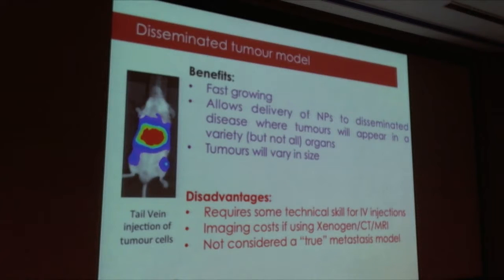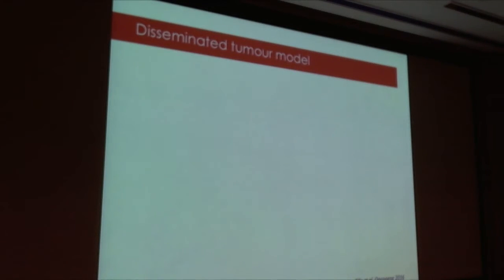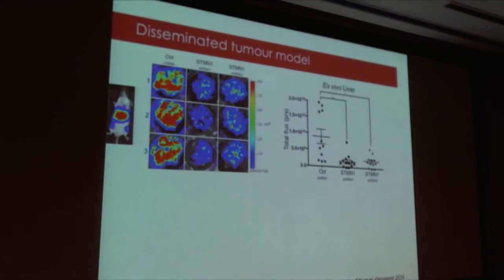The disadvantages, I guess, are that it does require some technical skill for the intravenous injections. There's imaging costs, like whether you use a Xenogen for luciferase or CT or MRI imaging. It adds costs. And like I said, it's not a true metastasis model if you really want to be targeting metastatic spread of disease. So here's an example where we used this recently.